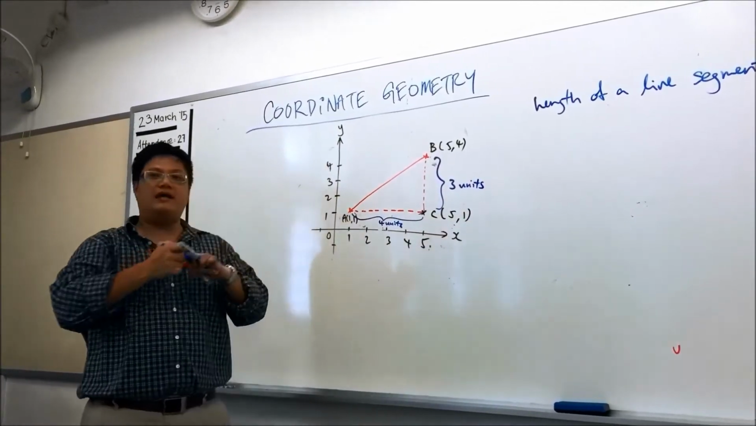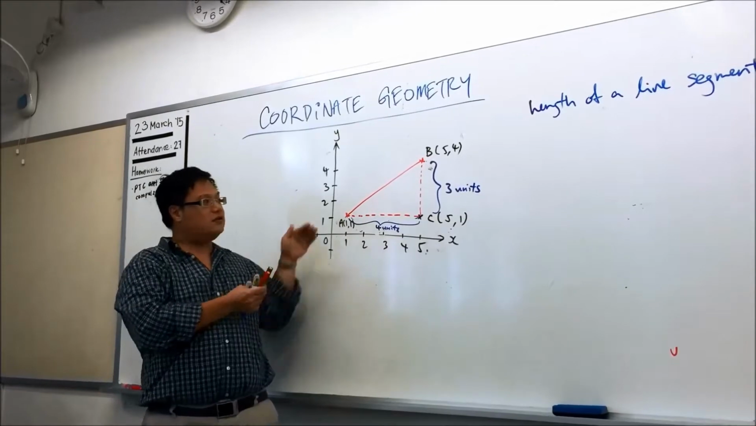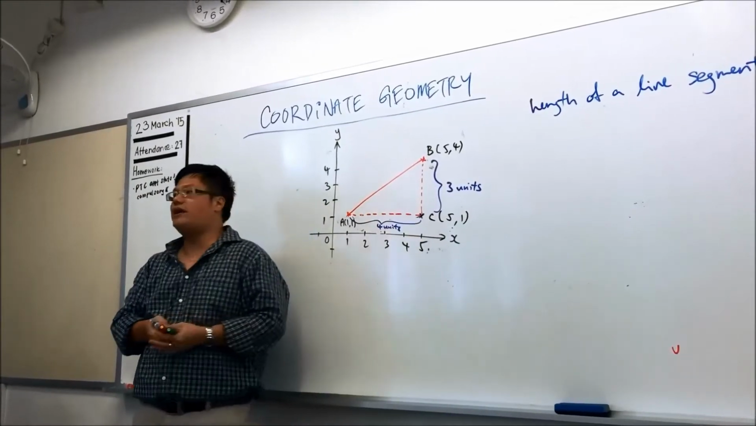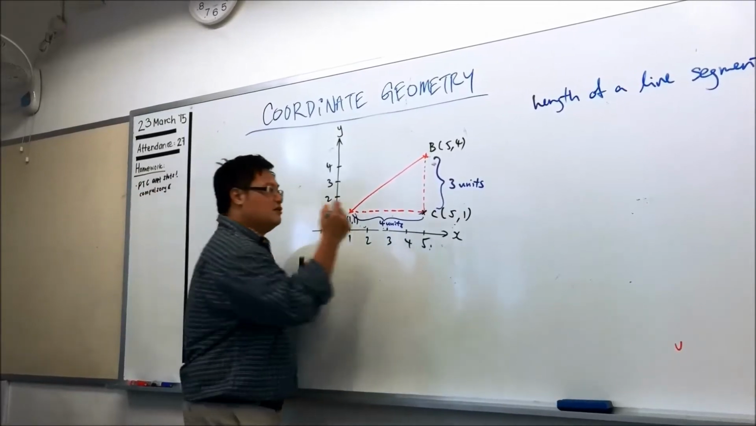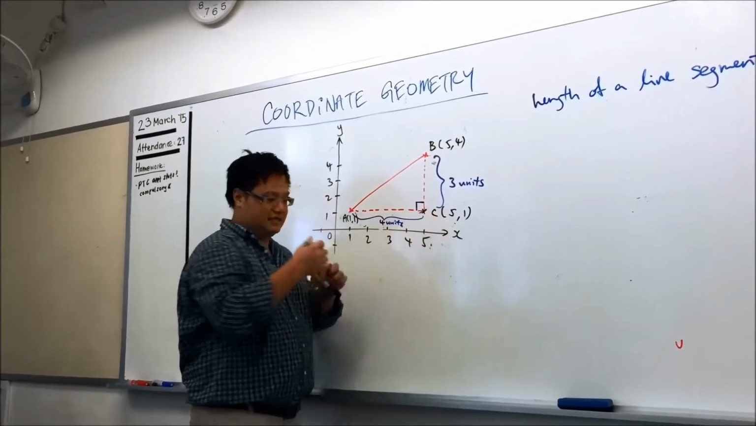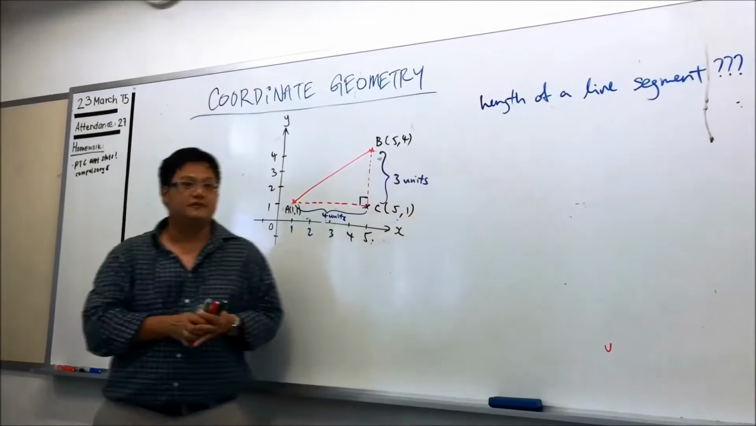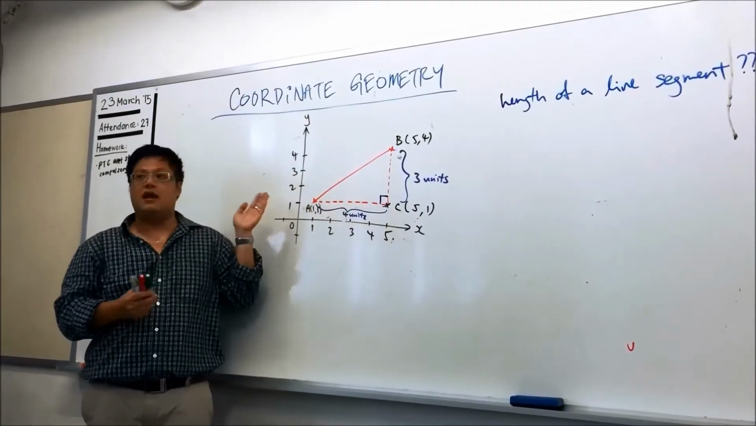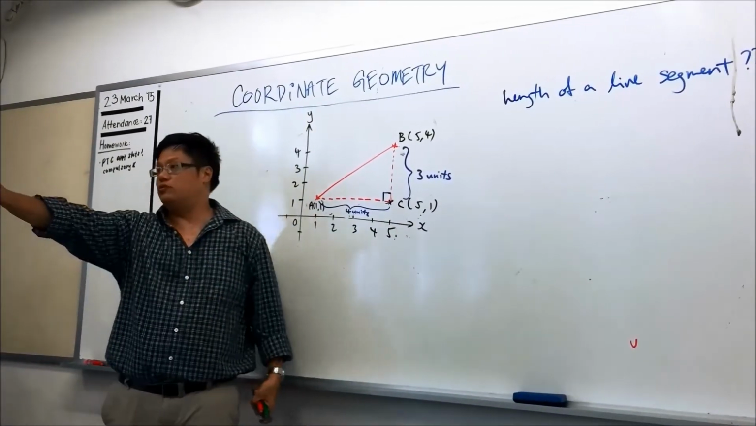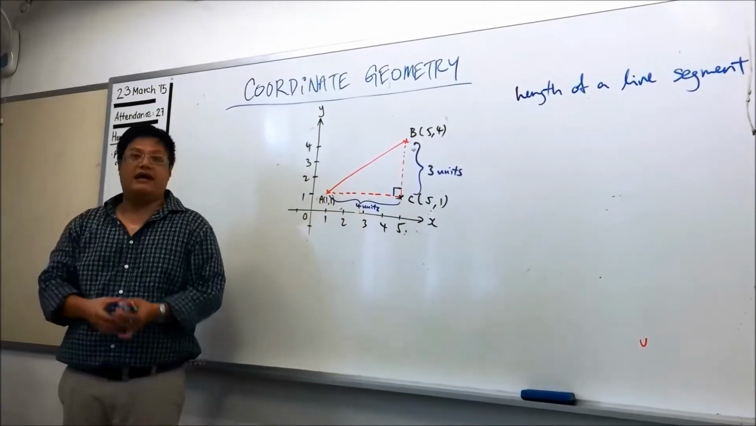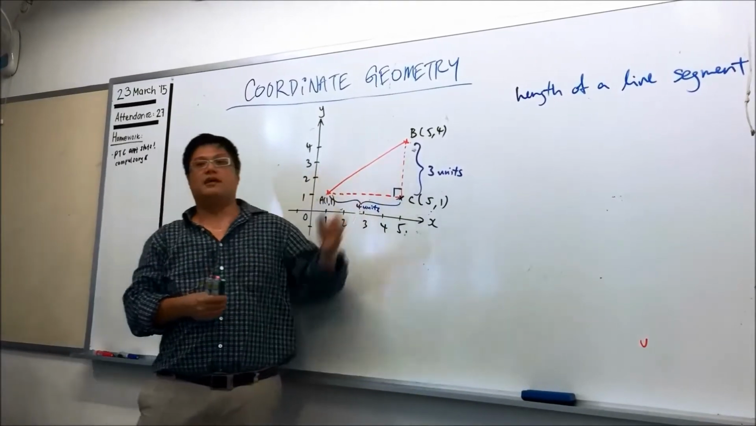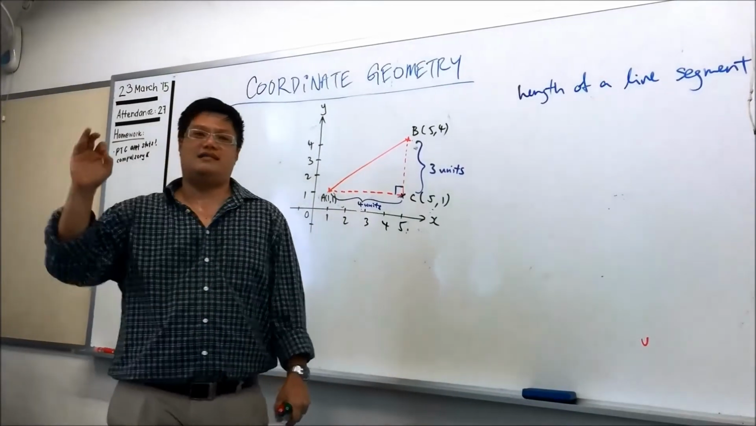Over here, triangle ABC. A horizontal line and a vertical line always intersect to form how many degrees angle? 90 degrees. So what we see here is a right angle triangle. This is a right angle triangle ABC. Based on what you learned in Sec 2, it was introduced to you a particular theorem that allows you to find the length of AB. Can you recall what that theorem is, 3C?